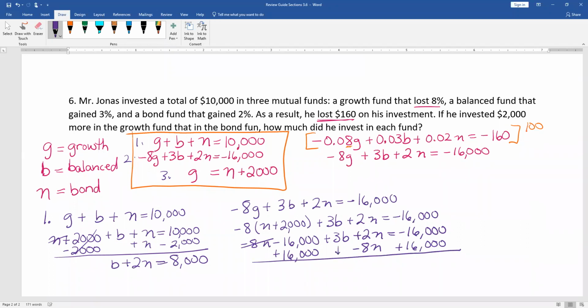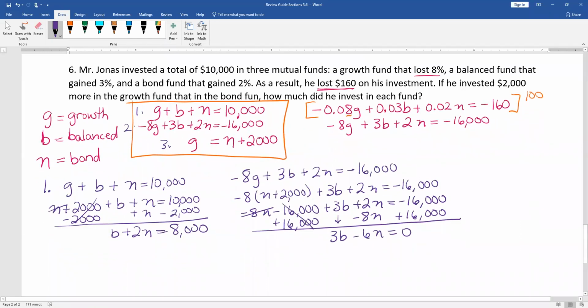All right, so the 3b comes on down. 2n minus 8n is -6n. And -16,000 plus 16,000 is 0. You don't have to, but again, I just like the smaller I can make my numbers, the better. We have a greatest common factor of 3 in all these because 0 is just 0. So this actually gives me b minus 2n equals 0.